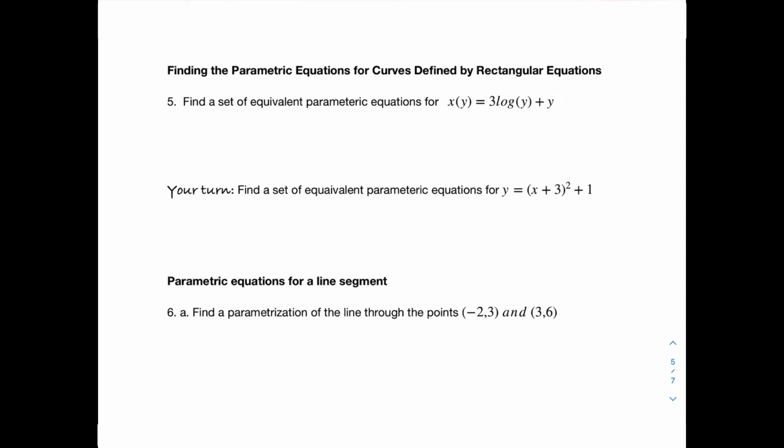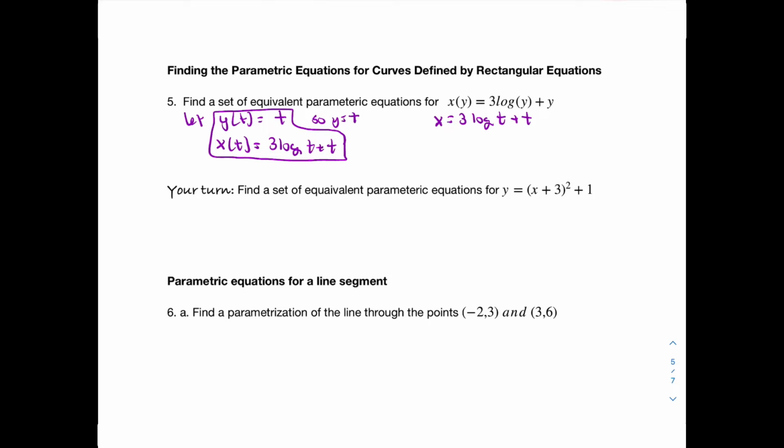Next, we're going to look at finding the parametric equations for curves defined by rectangular equations. Since that's the equation in terms of x and y, I just have to choose one. So I'm going to let y of t be t. And so y equals t, so I'm going to replace every y with t in this equation, and then I get my second parameterized equation. So we're going the other direction. We start with rectangular and get this.